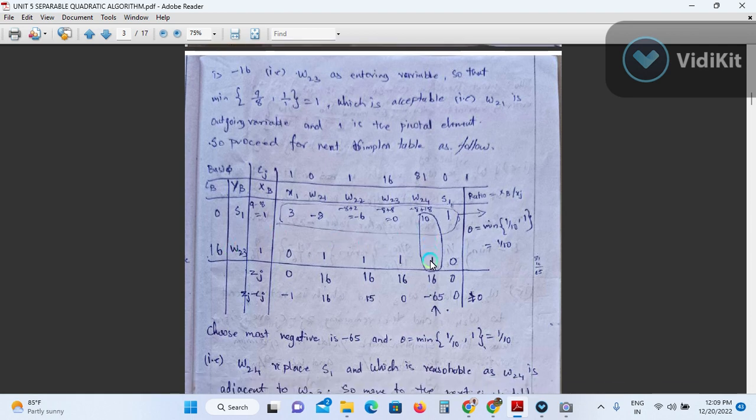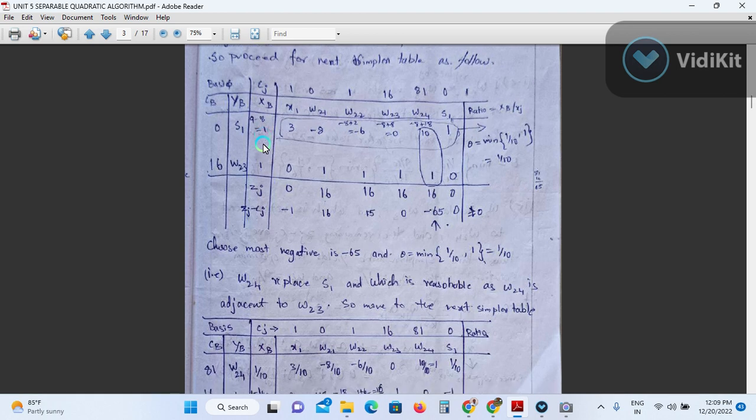So what is the meaning? This W24 is entering and S1 is outgoing, right? Is it acceptable? Yes, it is acceptable, because this W24 is adjacent to W23, right? Therefore, as per the assumption, we can proceed further, right? So that is as usual.